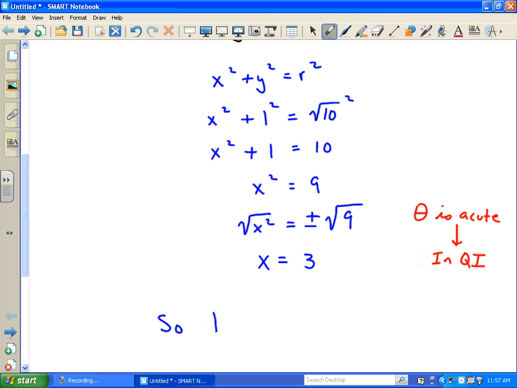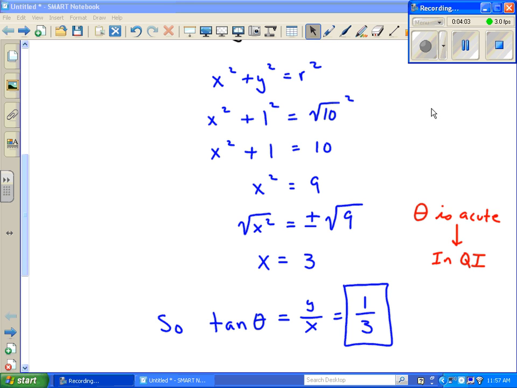So tangent of theta is equal to the ratio of y over x. Y from up above was equal to 1. We have just found out that x is equal to 3. So the value that we're looking for is 1 over 3. This concludes the example on finding trig function values.